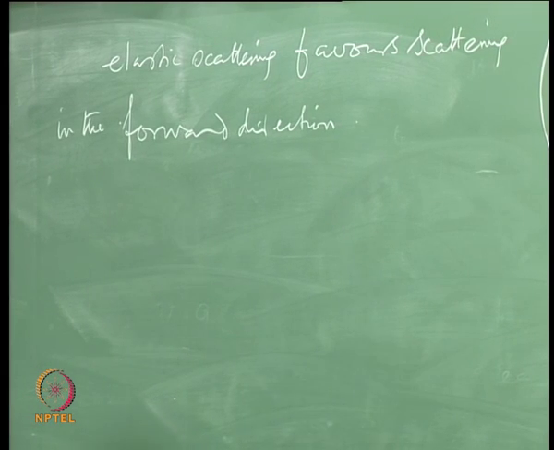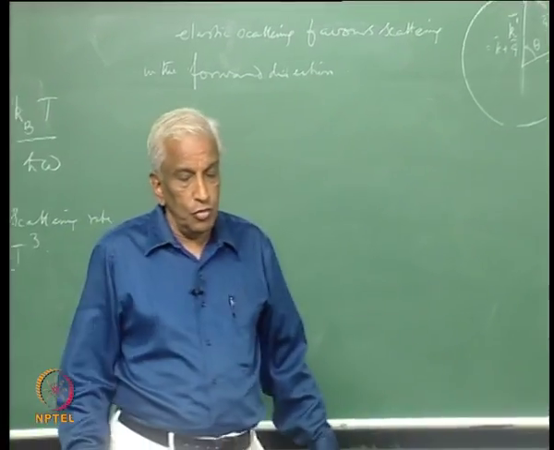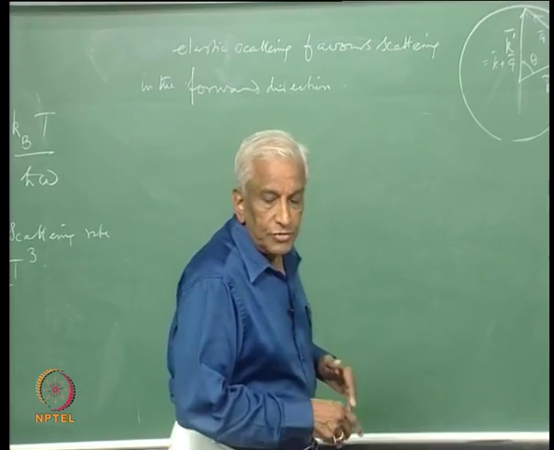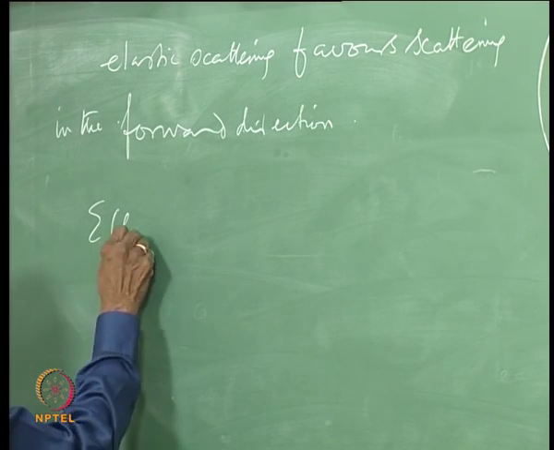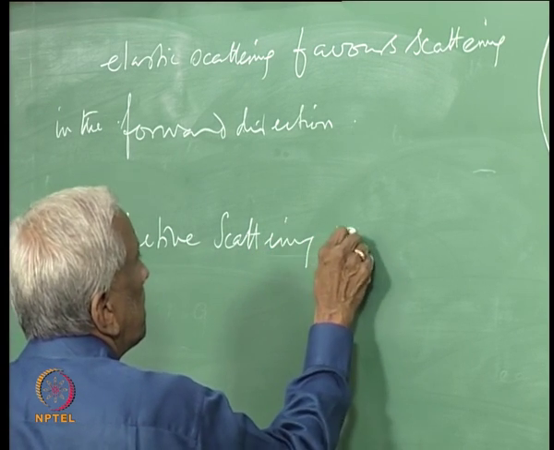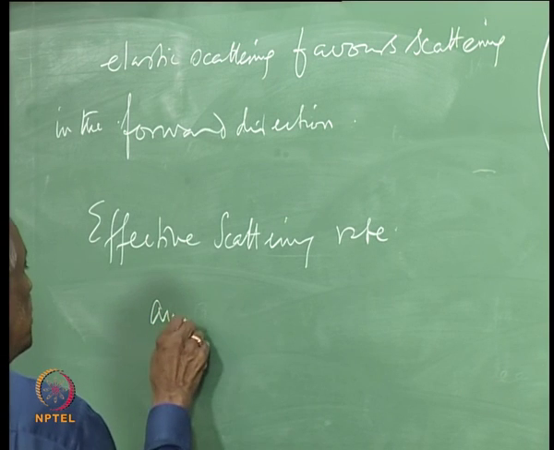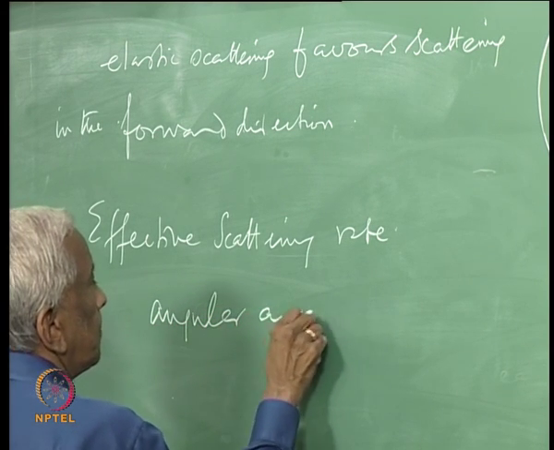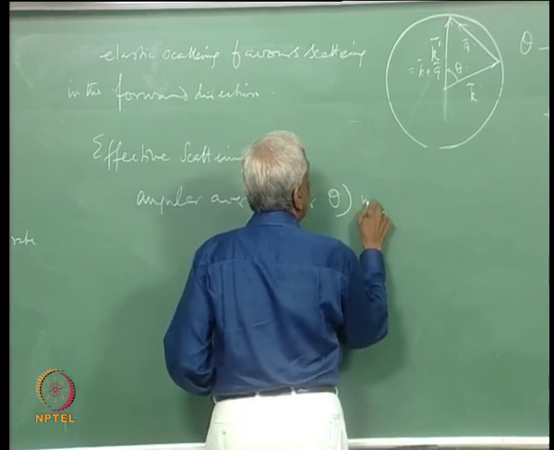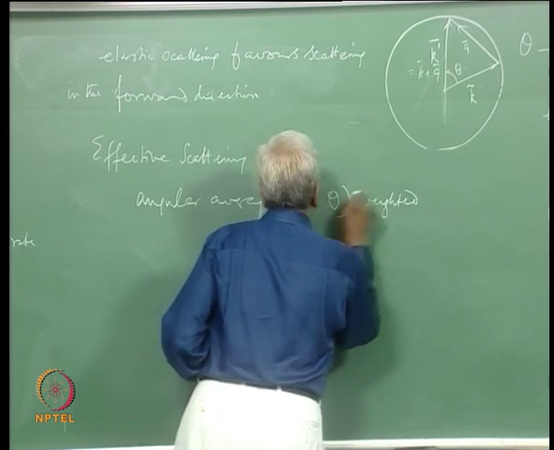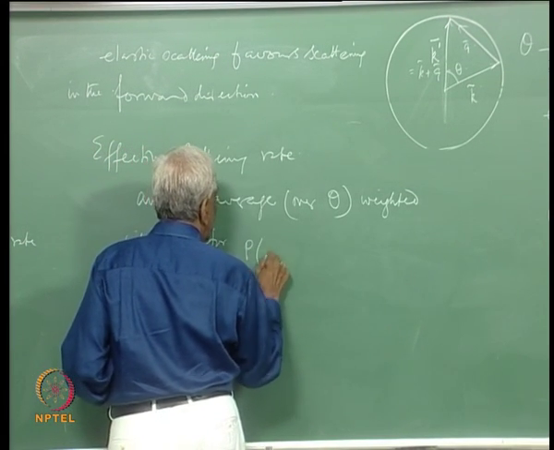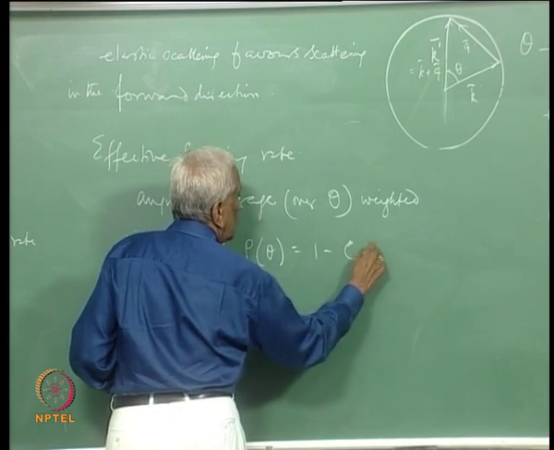The preferential concentration of the scattered phonons in the forward direction can be taken into account by considering an effective scattering rate which is an angular average over all scattering angles theta weighted with a factor p of theta equals 1 minus cos theta.